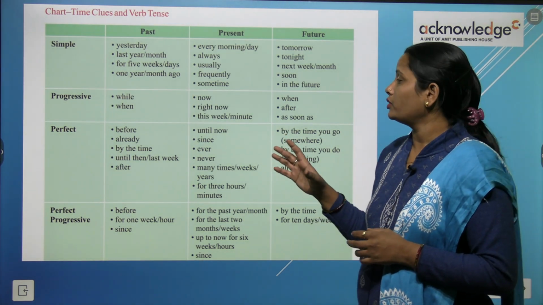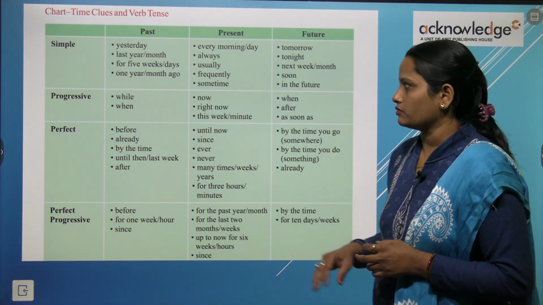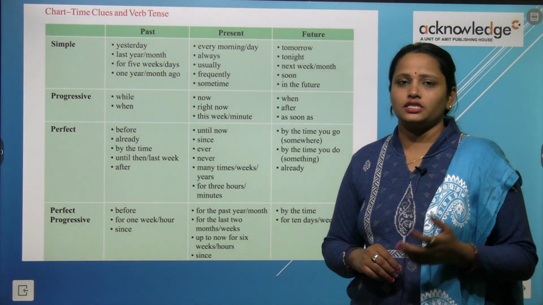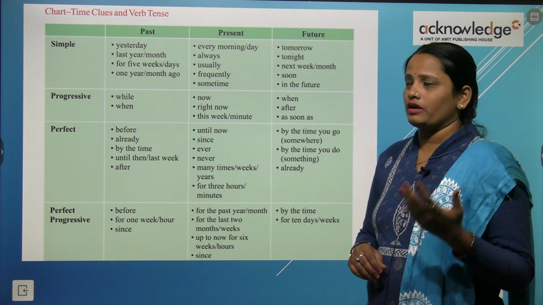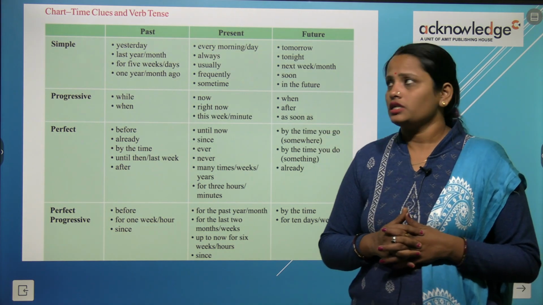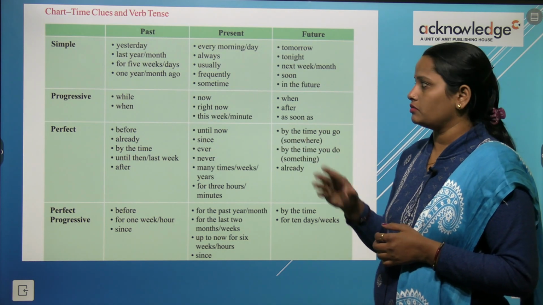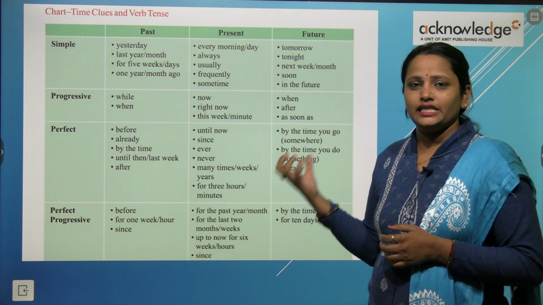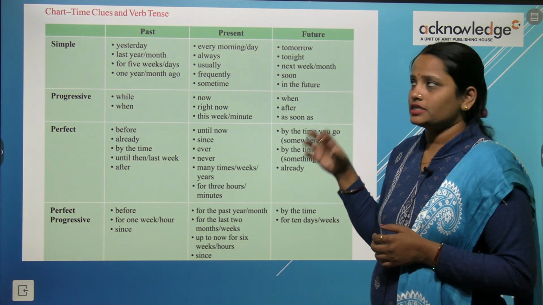So let's learn about these simple, present, perfect and perfect progressive. In the past tense, in simple past, we use yesterday, last year, last month, 5 years, for 5 weeks, for 5 days, 1 year, 1 month ago. In the present we use every morning, every day, always, usually, frequently, sometime. So children, whatever is written here in the table, this you have to learn. If you learn it easily and well, then you will be able to recognize the tenses correctly.